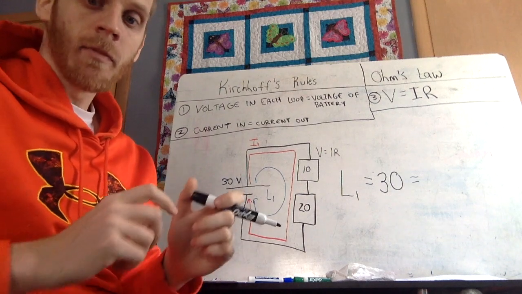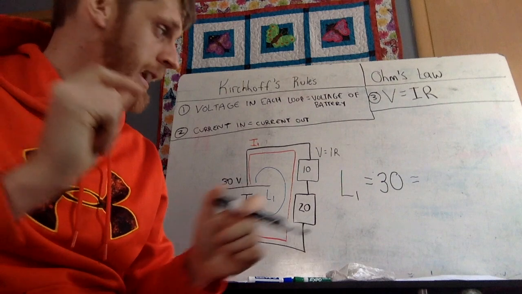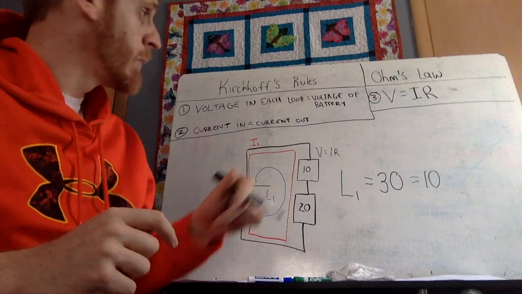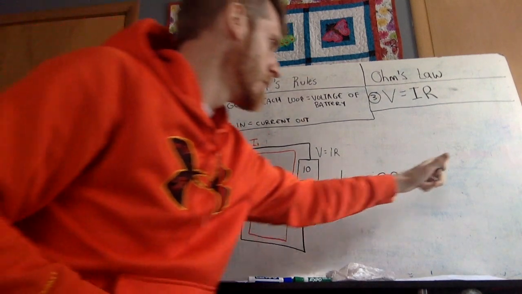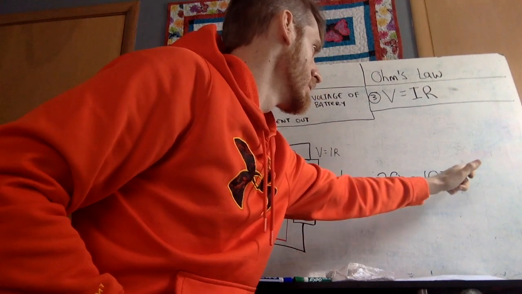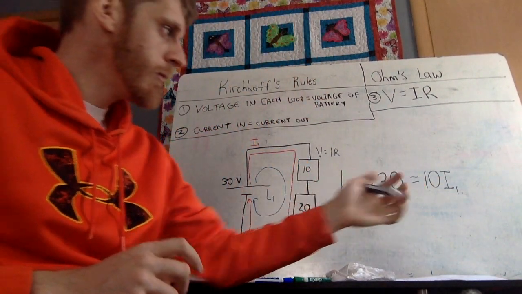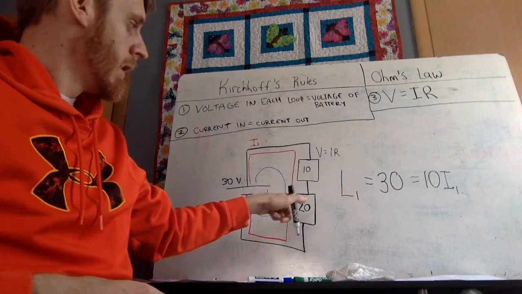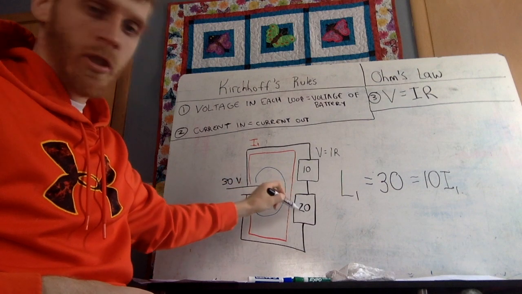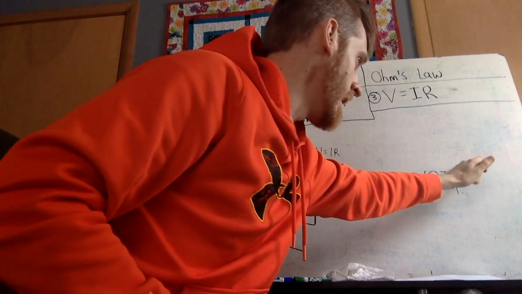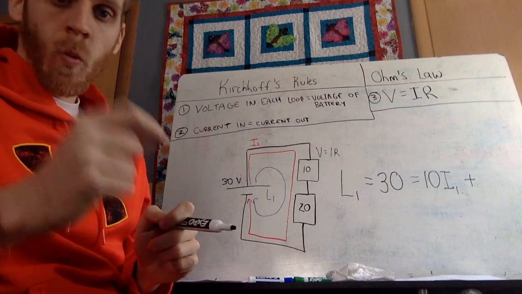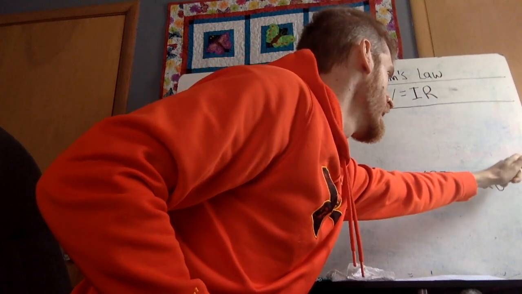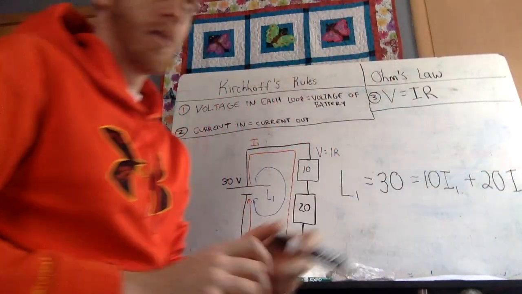Well, I'm going to write down what that is. Now I do know what the R is. The R is 10. And I don't know what the I is, but I do know I labeled it as I1. So the amount of voltage that this one uses is I1 times 10. I don't know what I1 is yet, but I can figure it out later. Now, it also has to use up some voltage here, which we're going to add on. It's going to be 20, the resistance, times I1, because IR. So 20 is R, I1 is the current.